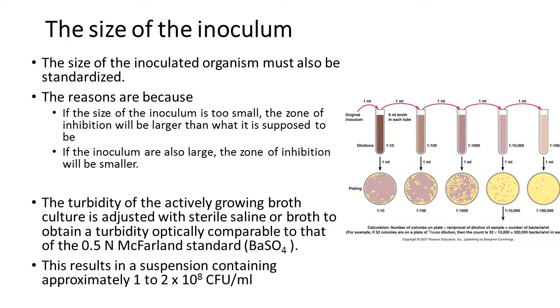That means the suspension contains 1 to 2 × 10^8 colony forming units per ml. When we consider 1 ml of the suspension, it contains 1 to 2 × 10^8 colony forming units.